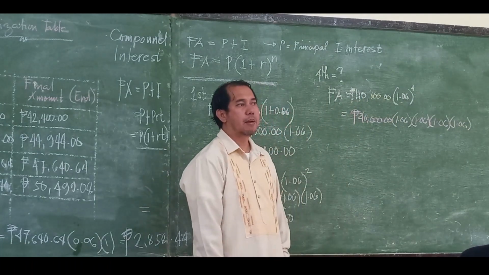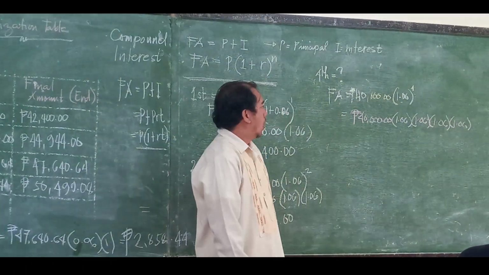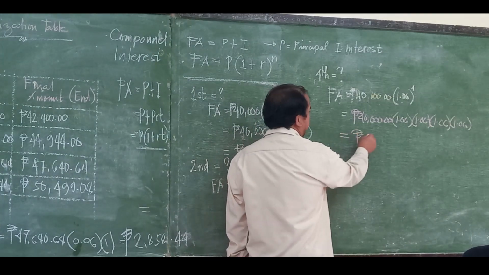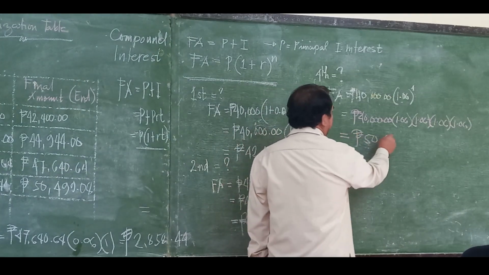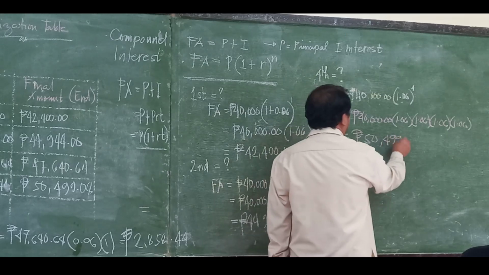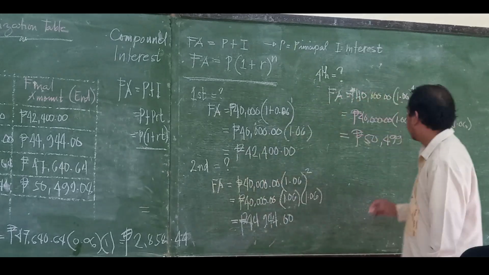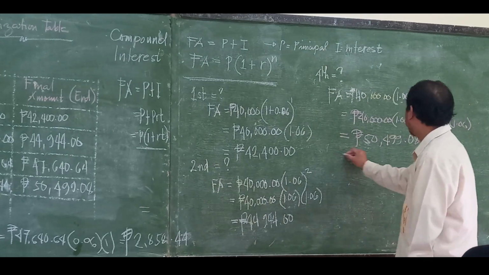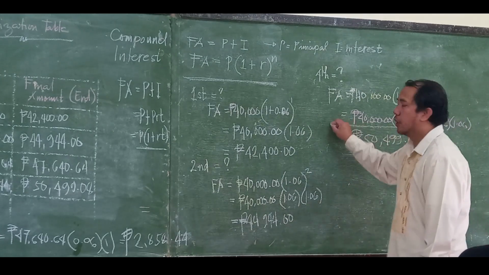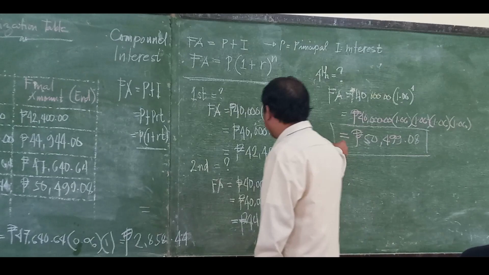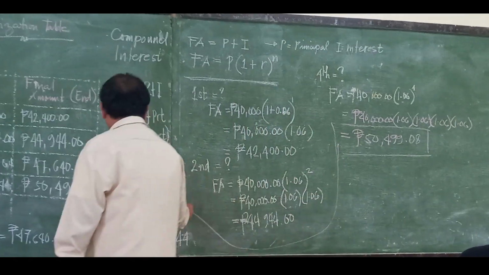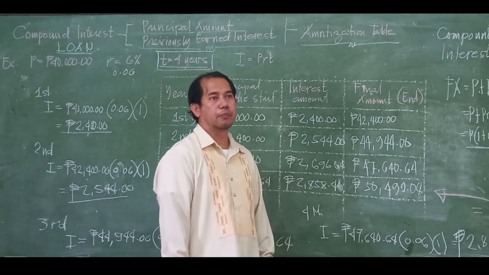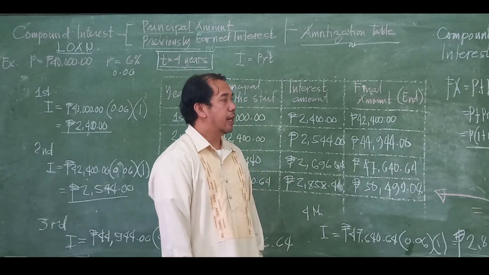If you expand, what is the final answer? 50,499.08. Is it the fourth year? Okay, so that is how to counter-check. We have the same result in here. Any question?